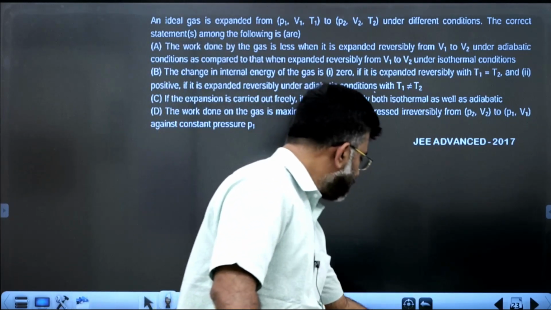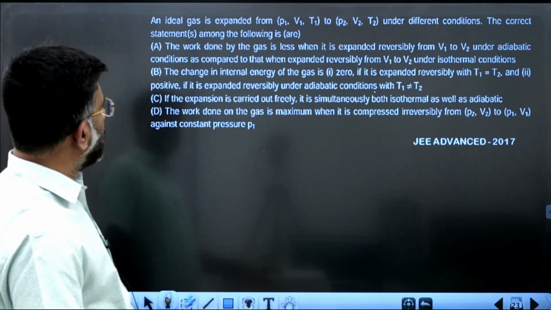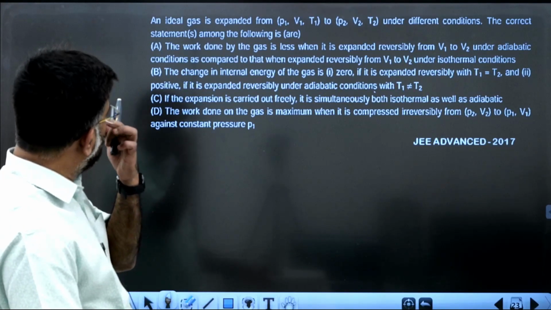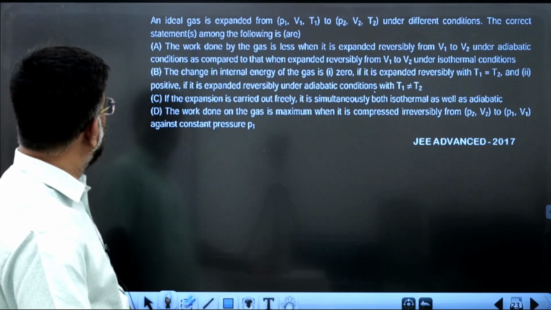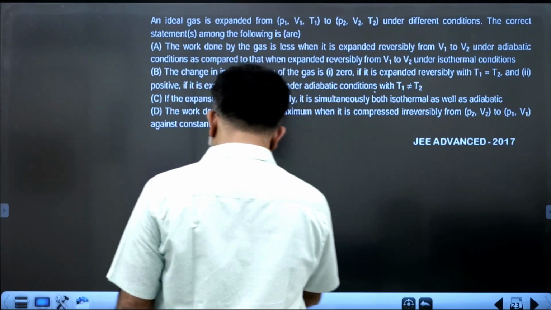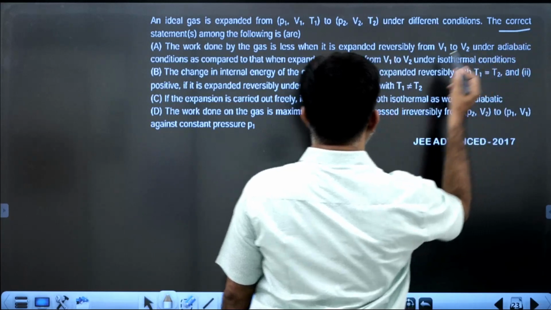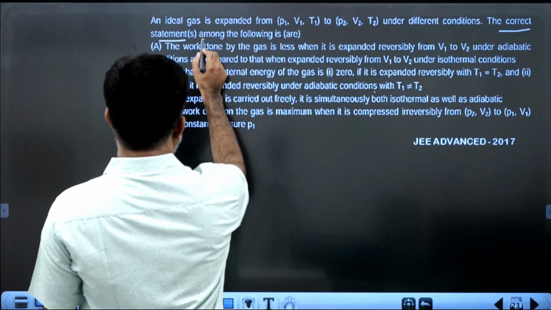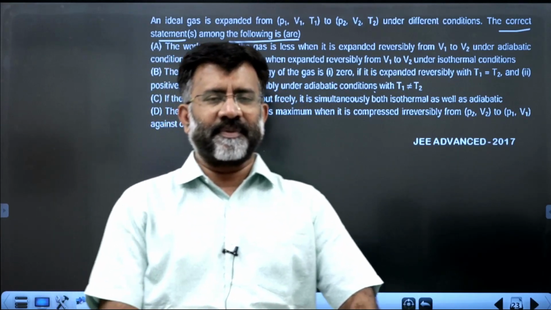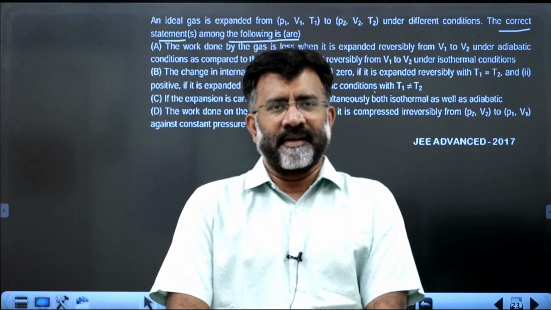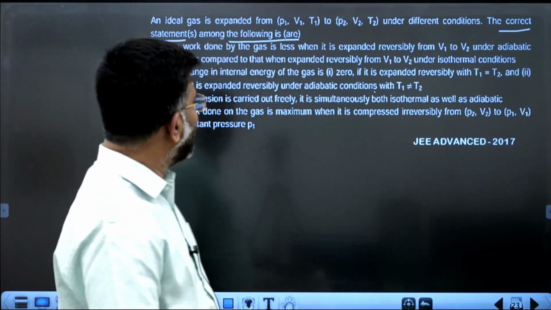An ideal gas expanded from P1 V1 T1 to P2 V2 T2 under different conditions. We want to know the correct statement or statements among the following. Quite naturally, we can understand the way the question is represented. It is a more than one choice question, so one or more choices can be the answer.